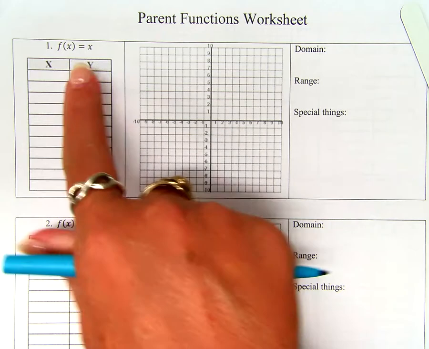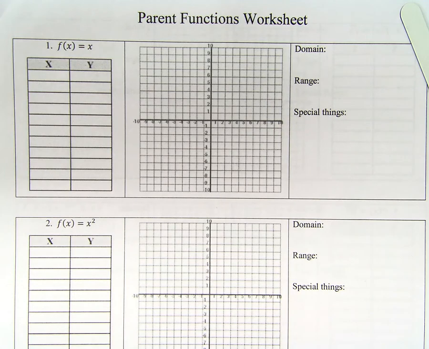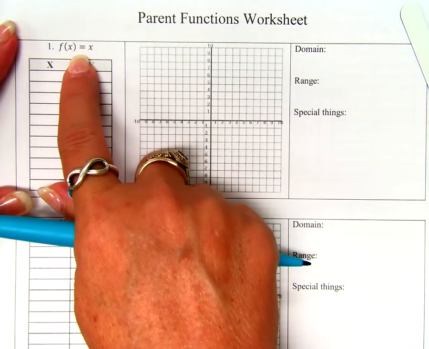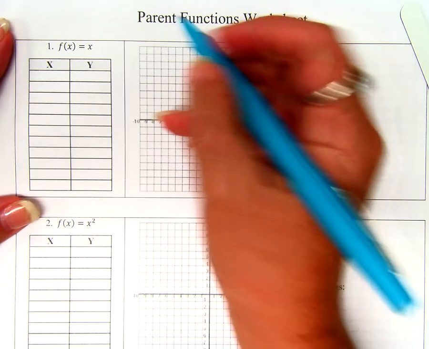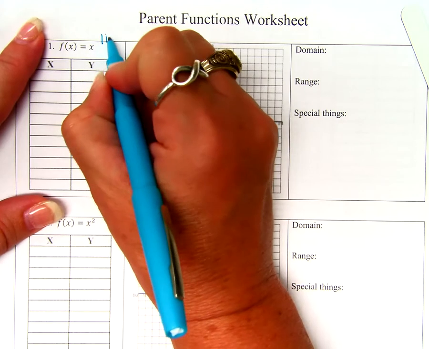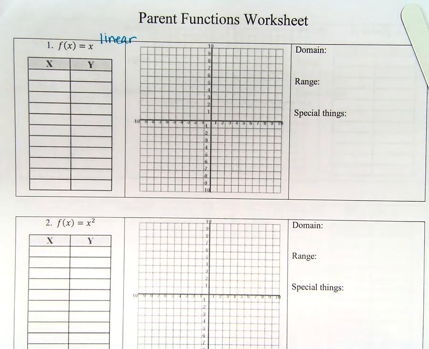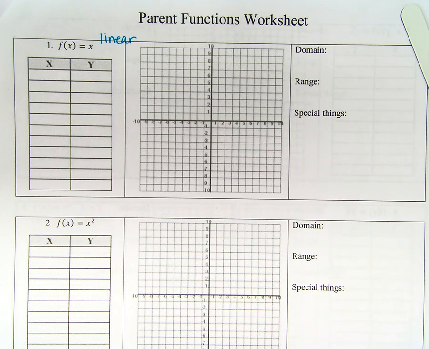So let's start with this first one. What kind of a function is this? Do you know what it's called? It's a linear function, right? Linear. L-I-N-E-A-R. Well, make a guess. What kind of shape do you think that makes when you graph it? A line, right? Because it's a linear function, it's going to make a line.